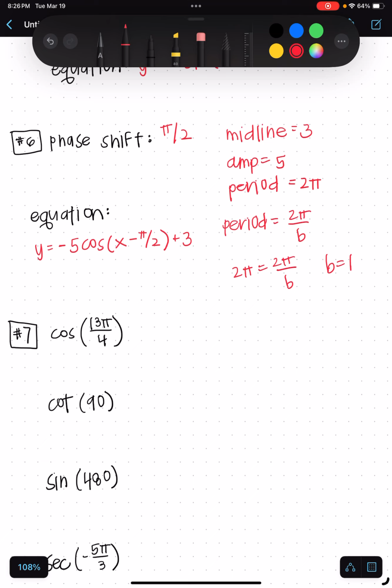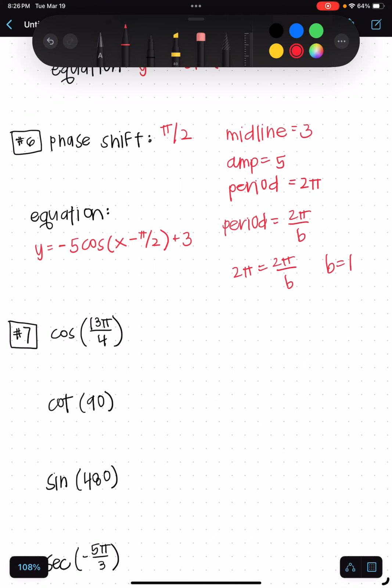Basically, if something's not on the unit circle, then you can either add or subtract 2 pi or 360 to get it onto the unit circle, and then find the unit circle values. So a good example of this is the first one, where you're trying to find cosine of 13 pi over 4.